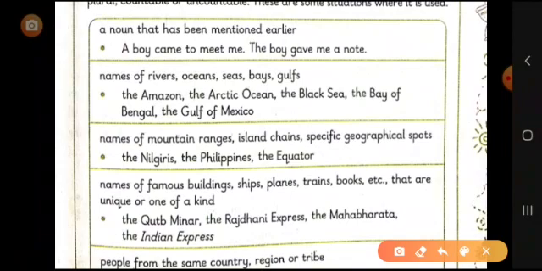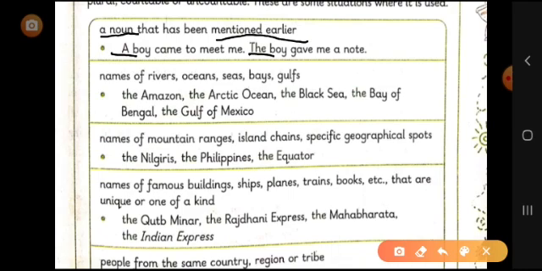Now, study carefully. A noun that has been mentioned earlier. For example, a boy came to meet me. And the second sentence says, the boy gave me a note. Why is a used here and the used here? In the first case, a is used because the boy is an unknown person and he is not a specified noun. That is why the article a is used before it.